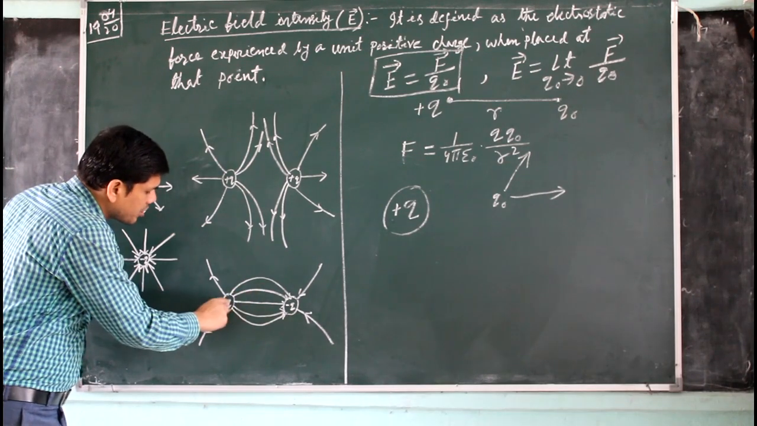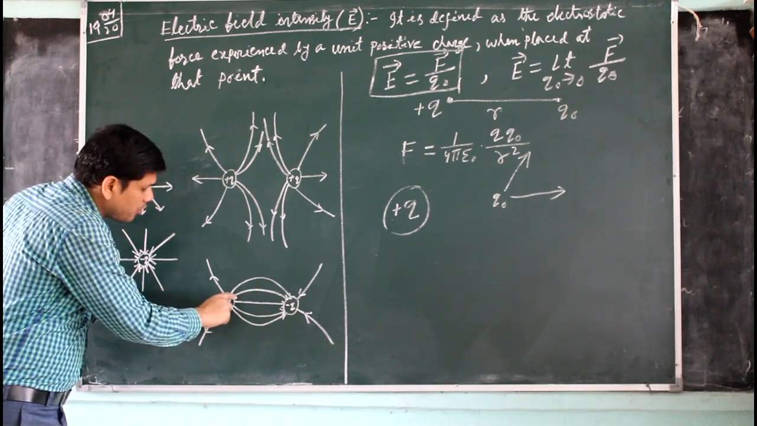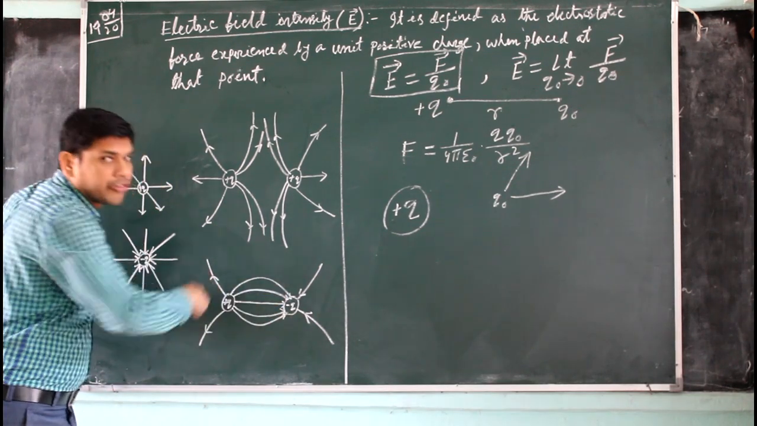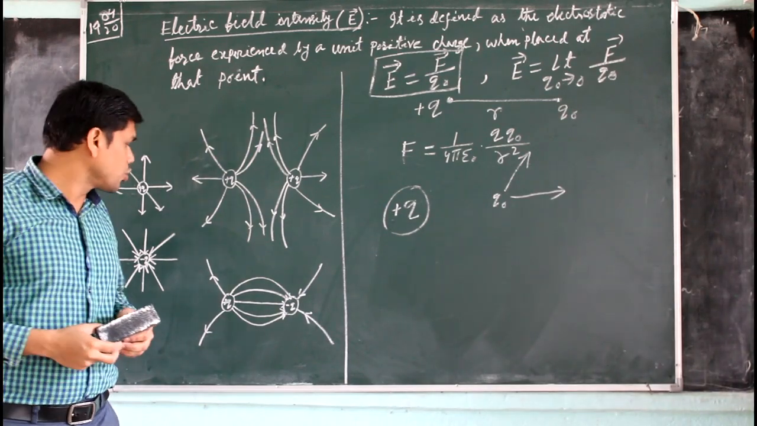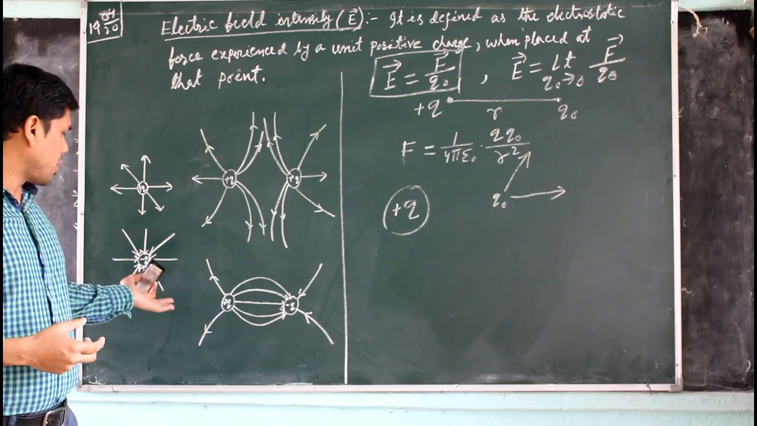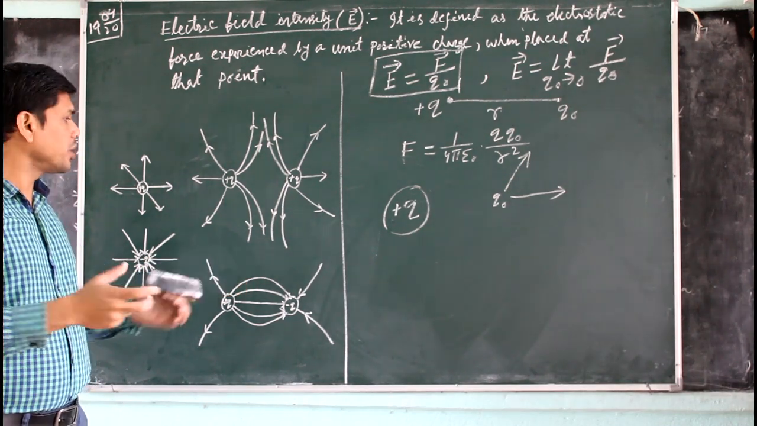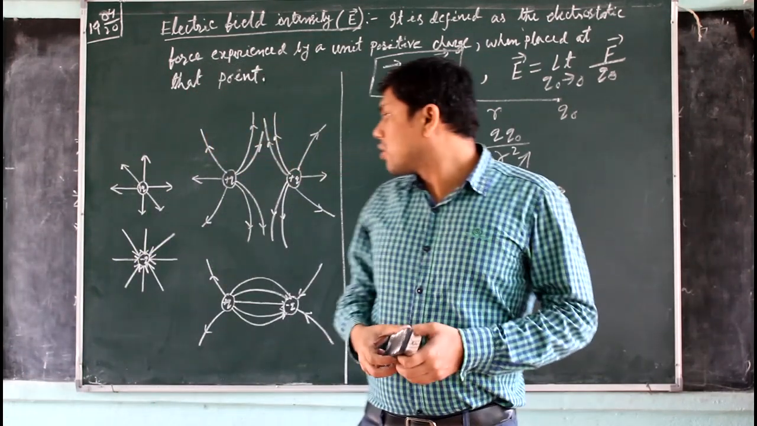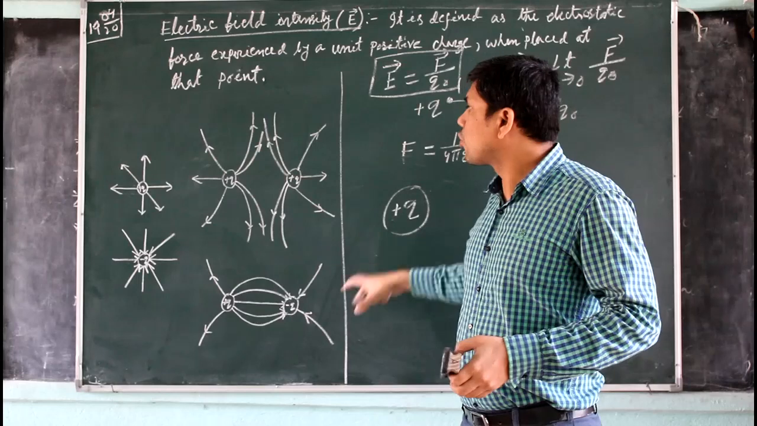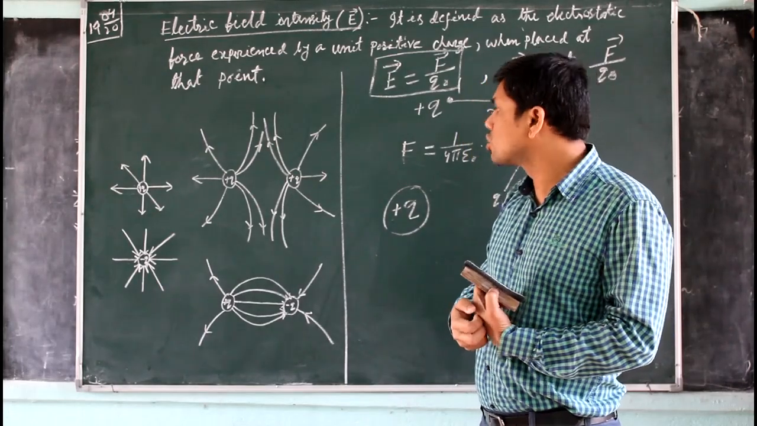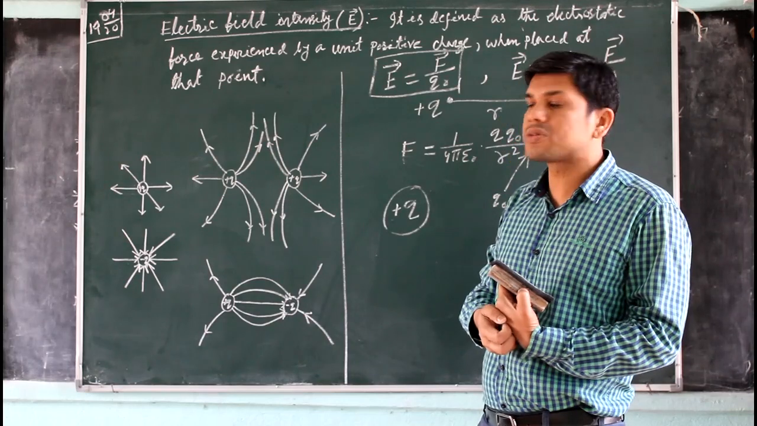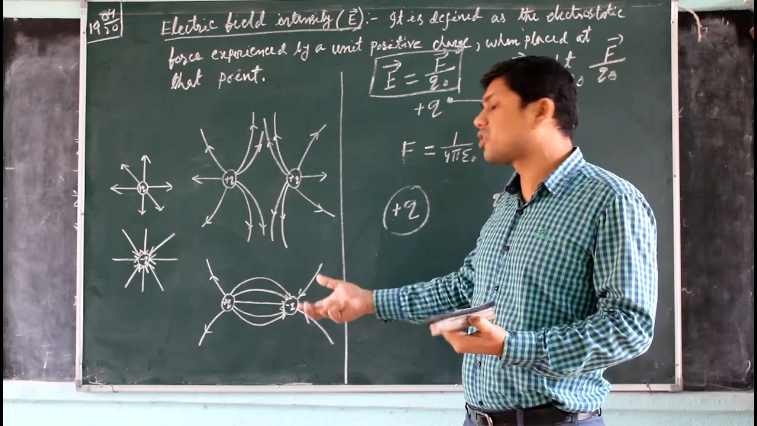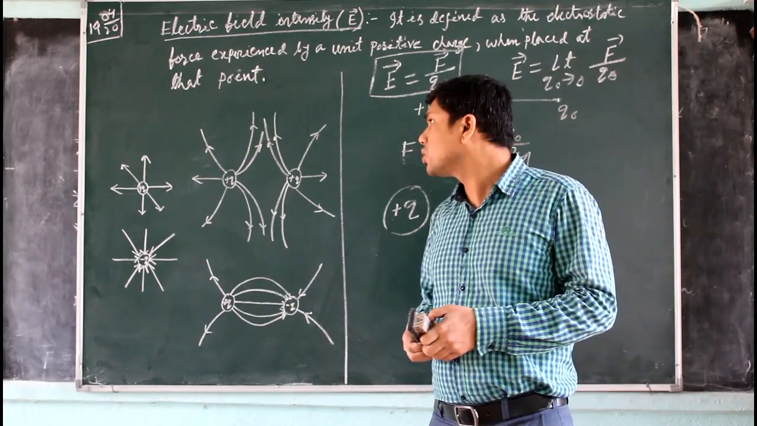So here you can see that electric field lines start from the positive charge and terminate at the negative charge. So this is the configuration of electric field lines due to one positive charge and one negative charge when they are very close to each other. This is the concept of electric field lines, and this is the configuration of how electric field lines are produced due to an isolated positive charge, an isolated negative charge, when two positive charges are close to each other, and when one positive charge and one negative charge are close to each other.